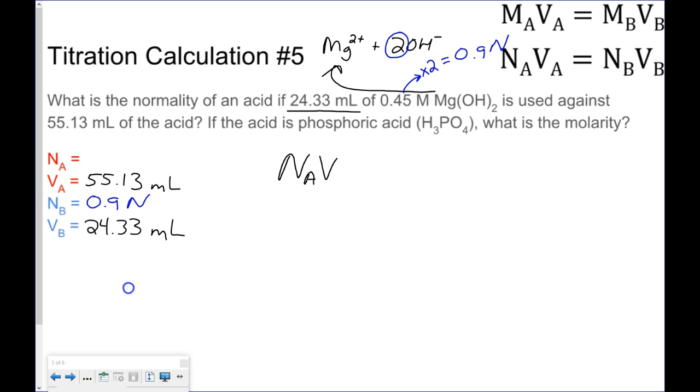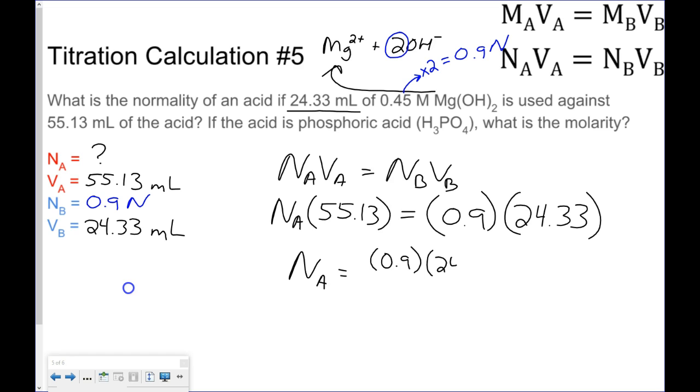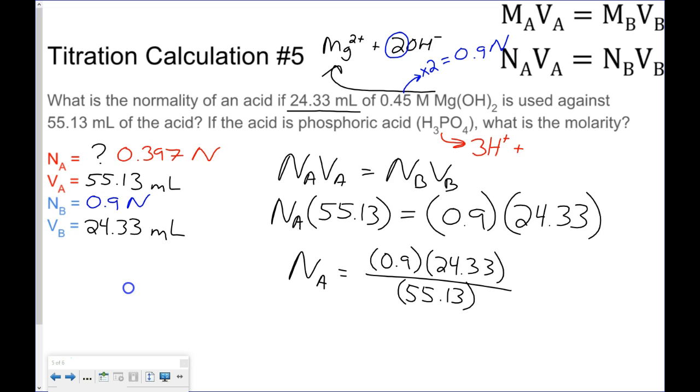The volume of acid is 55.13. So now I'm going to use the same idea, but instead of the molarity, MAVA and MBVB, now I'm going to use normality of acid and the volume of acid with the normality of the base and the volume of the base. Solving it out pretty much the same as before. Put in my known variables. Solve for the normality of the acid: 0.9 times 24.33 divided by 55.13. That's going to work out to a normality of the acid of 0.397 normal.